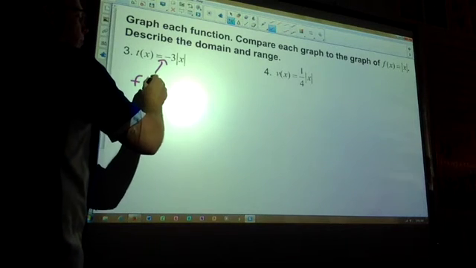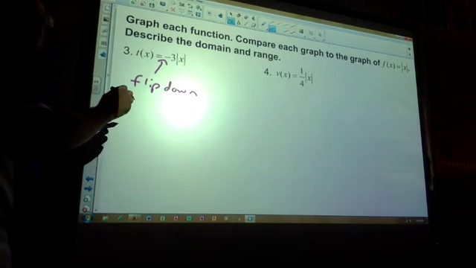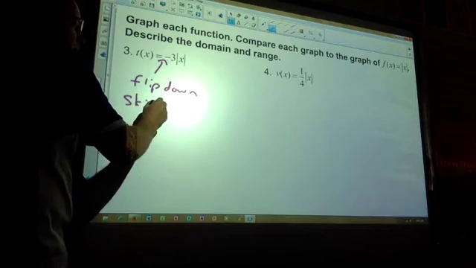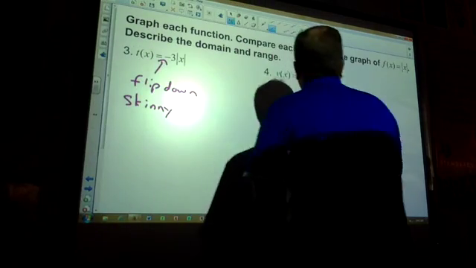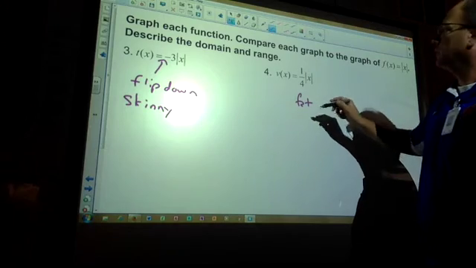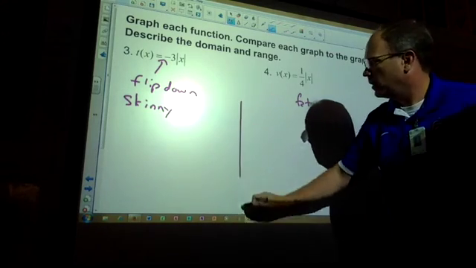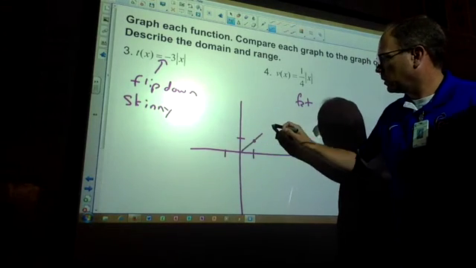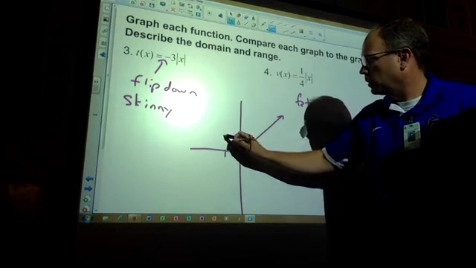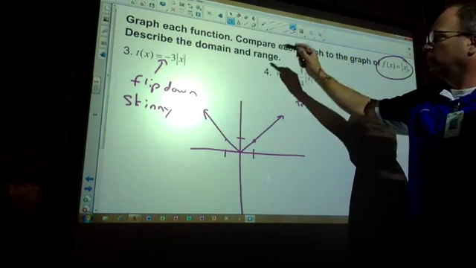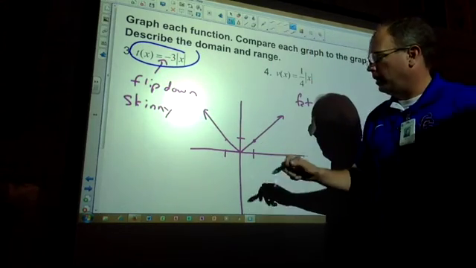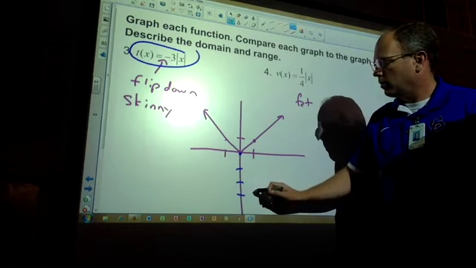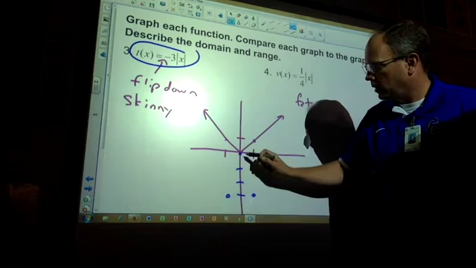Flip down. Skinny or fat? Skinny. Fat. All right, so let's make our parent function. We're going to make it purple. We'll draw both. So parent function. Okay, parent function, right? Do this one here. Flips it down, so it's going down. Still going to start here. So I'm going to go down 3, right 1. Down 3, right 1. That's pretty skinny.